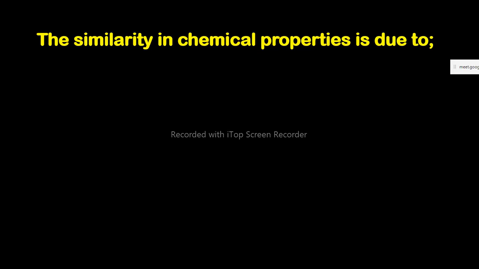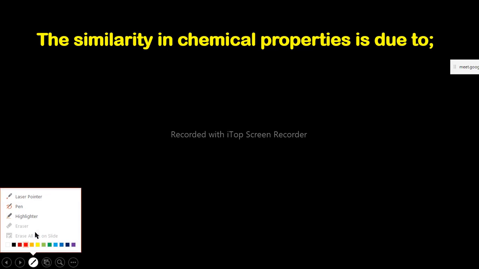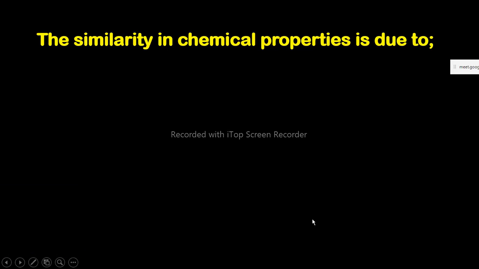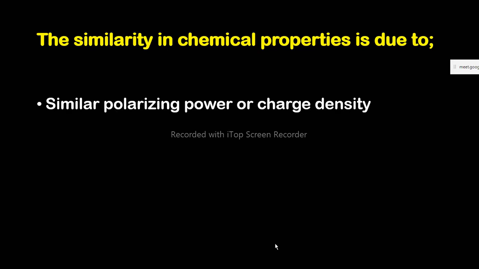Now, you should be asking yourself why? Like why do these elements show diagonal relationship? What is the science behind diagonal relationship? Why should they be the same? Why should lithium, okay, and magnesium, lithium is in group 1, magnesium is in group 2, but they have some similarity in the chemical properties.